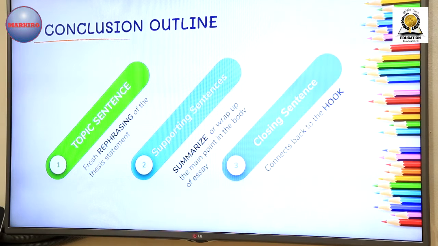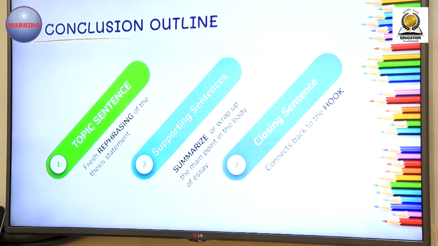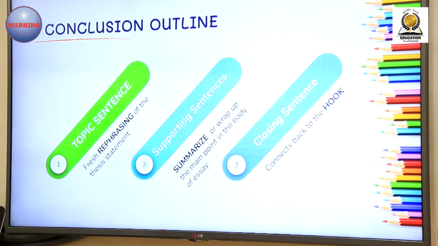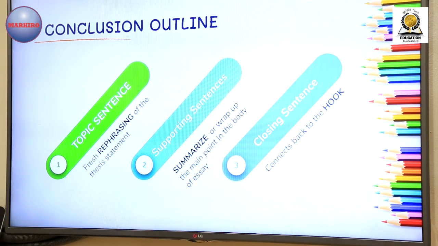Let's now talk about the conclusion outline. The outline of the conclusion paragraph is quite simple and easy if you can follow. The first element is the topic sentence. In the topic sentence, we simply rephrase or restate our thesis statement. The thesis statement, if you remember, is the statement that you use to express your claim or your position. You need to keep the same ideas that you mentioned in your thesis statement, but you need to use other words to explain or express it.